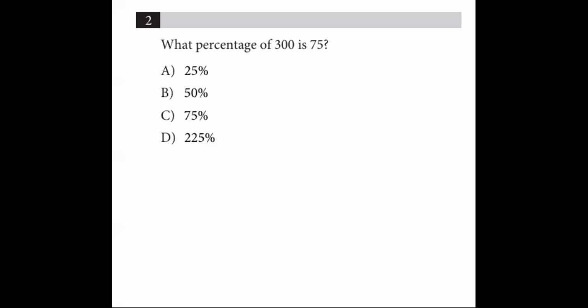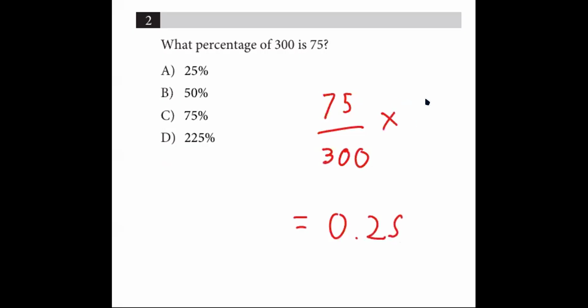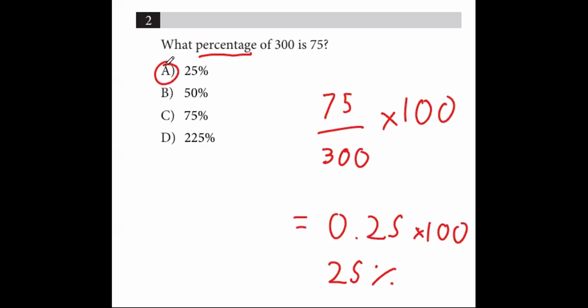Okay, so for question two, what percentage of 300 is 75? So what you'd have to do is just put into your calculator 75 over 300. This would get us a total of 0.25, which if we multiply by 100 to get into a percentage, so 0.25 times 100 gets us 25%. So answer choice A.